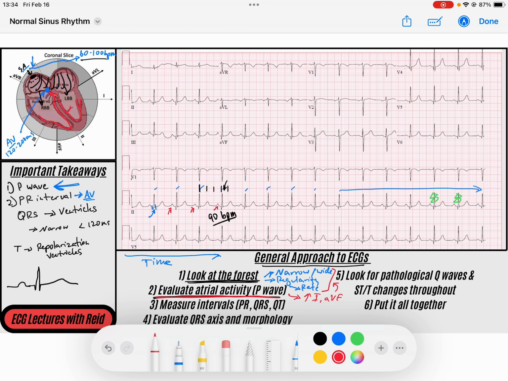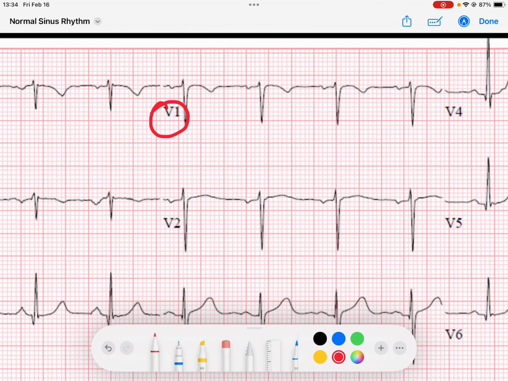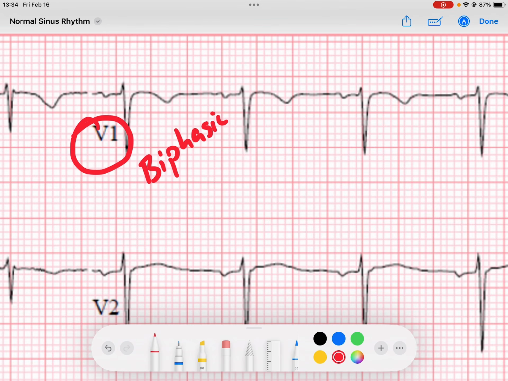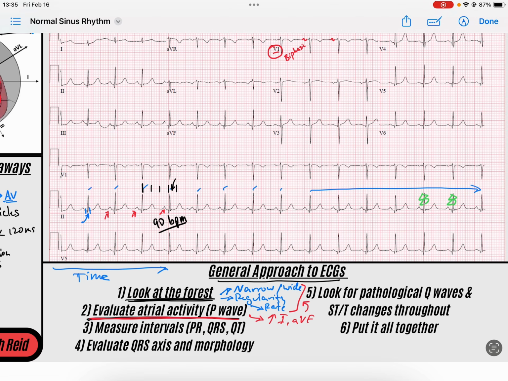Now, something else that is interesting about our sinus P wave is you'll notice in V1 that we have a biphasic P wave. And what I mean by that is if you look really closely, it goes a little bit up and then a little bit down, right? A little bit up, a little bit down in V1. Let's talk a little bit about that. Why would you see that in V1?